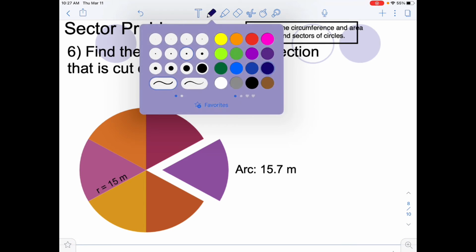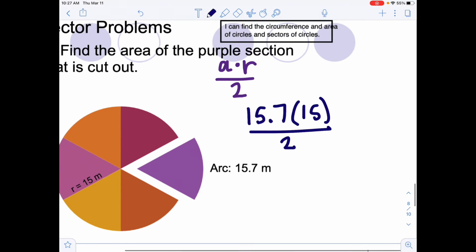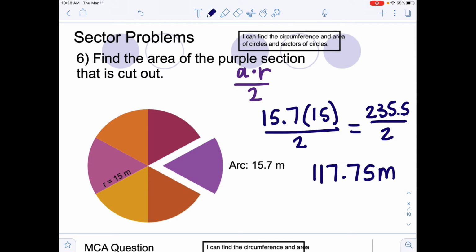So my arc here is 15.7 times my radius is 15, and then I'm going to divide that by 2. So 15.7 times 15 gives me 235.5 divided by 2 gives me 117.75, and since it's area, it's going to be meters squared. So again, to find the area of a sector, we're going to take arc times radius divided by 2.